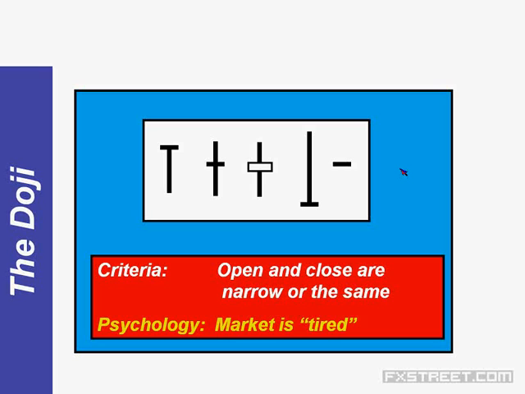Okay, great. Now I'll go on to popular patterns. A lot of people trade the Doji pattern because it's very easy to identify. And I'll just remind you, it's when the open and the close are the same, or they're narrow, very close to each other, and it shows you that the market is tired.